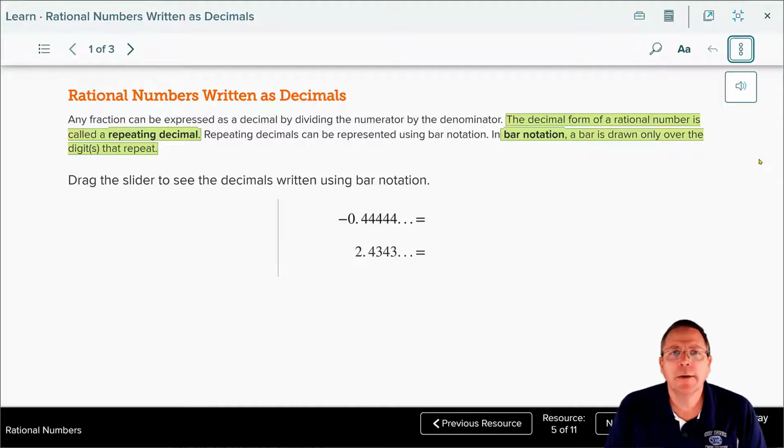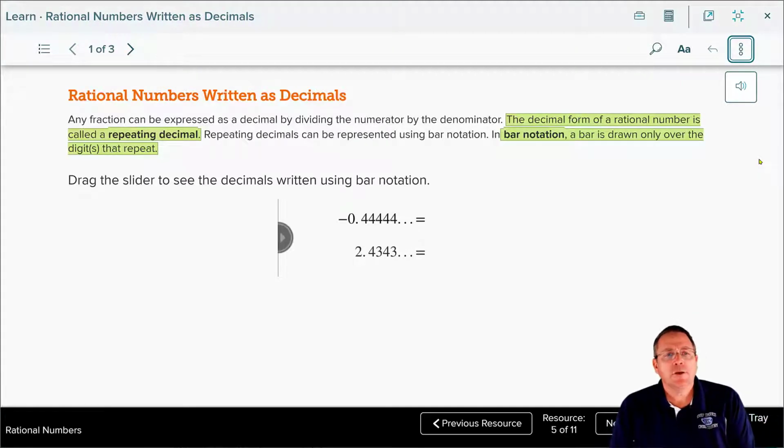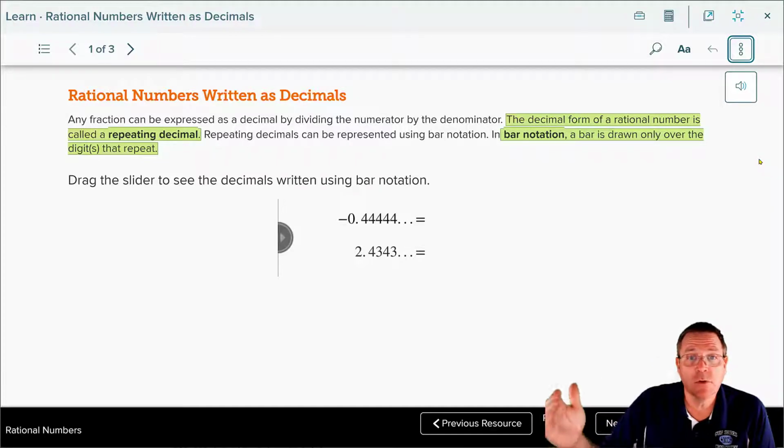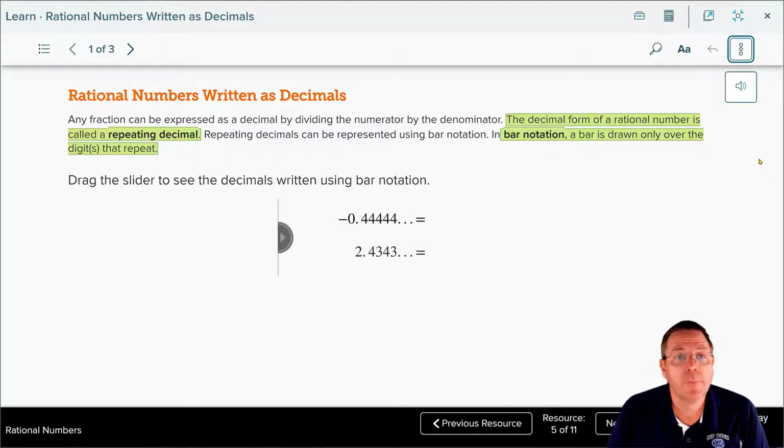And now we're going to get into some definitions. Any fraction can be expressed as a decimal by dividing the numerator by the denominator. Your first definition says the decimal form of a rational number is called a repeating decimal. Even the ones like 0.5 is technically a repeating decimal because it still has all those zeros repeating after it. Repeating decimals can be represented using bar notation. In bar notation, a bar is drawn only over the digits that repeat.